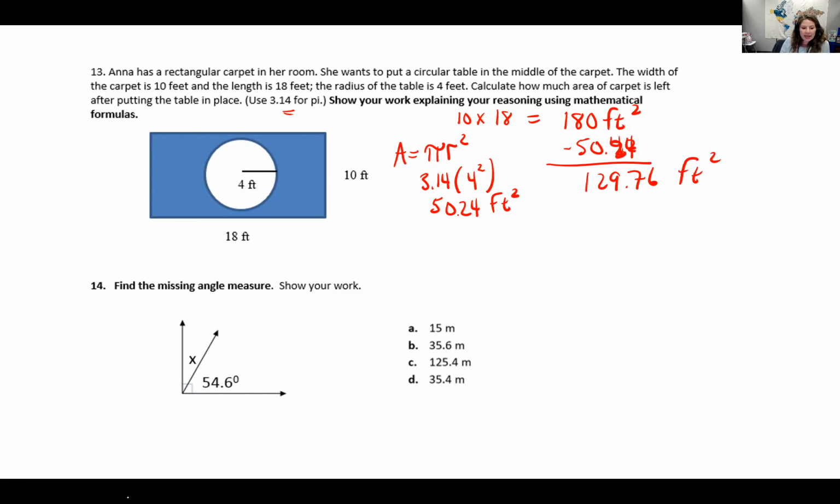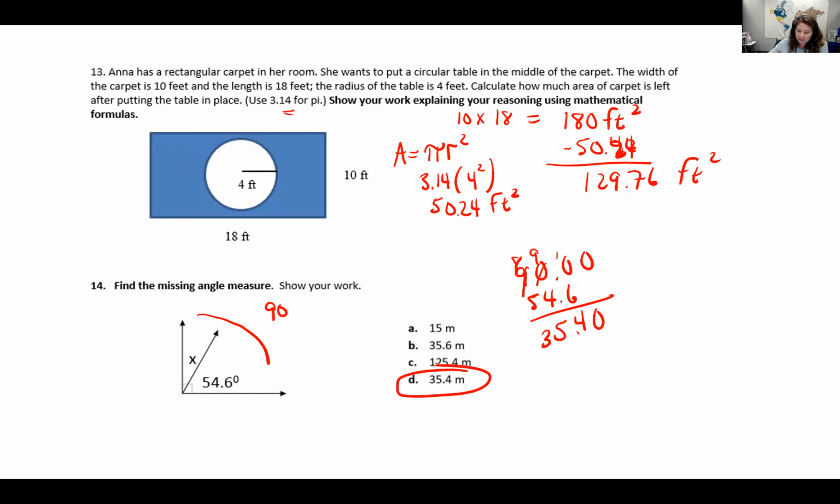All right, and finally the last one, that little square right there tells me that this is a right angle altogether. So that means all together it's 90 degrees. So when I subtract 54.6 from 90, I get 35.4. I got D.